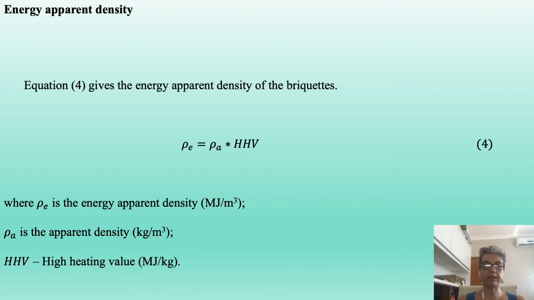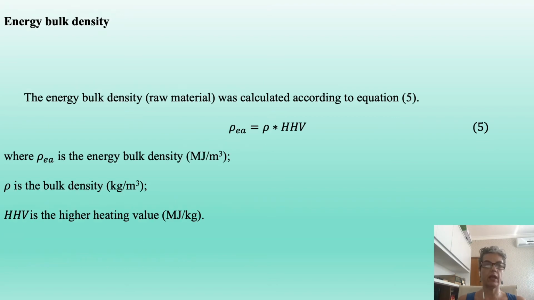Energy apparent density. The energy apparent density gives the energy that is in the briquette, and it was calculated with equation 4. It depends on the apparent density and high heating value. Energy bulk density was calculated with equation 5 and depends on bulk density and high heating value.